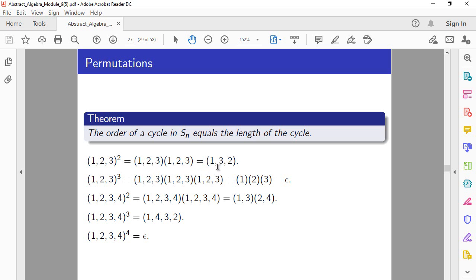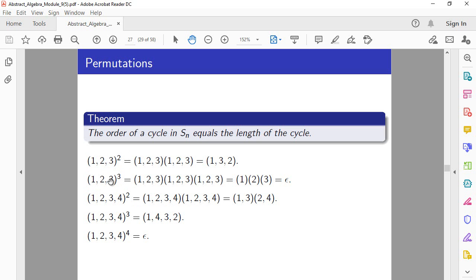And let's check that 1 goes to 3 here. If I want to know what this product does to 1, we apply this cycle to 1. This one takes 1 to 2 and this one takes 2 to 3. So we see that 1 goes to 3, and then you can check that 3 goes to 2. Notice what's happening when I am squaring: 1 is skipping one space, so 1 goes to 3, then 3 goes to 2, and 2 goes to 1.